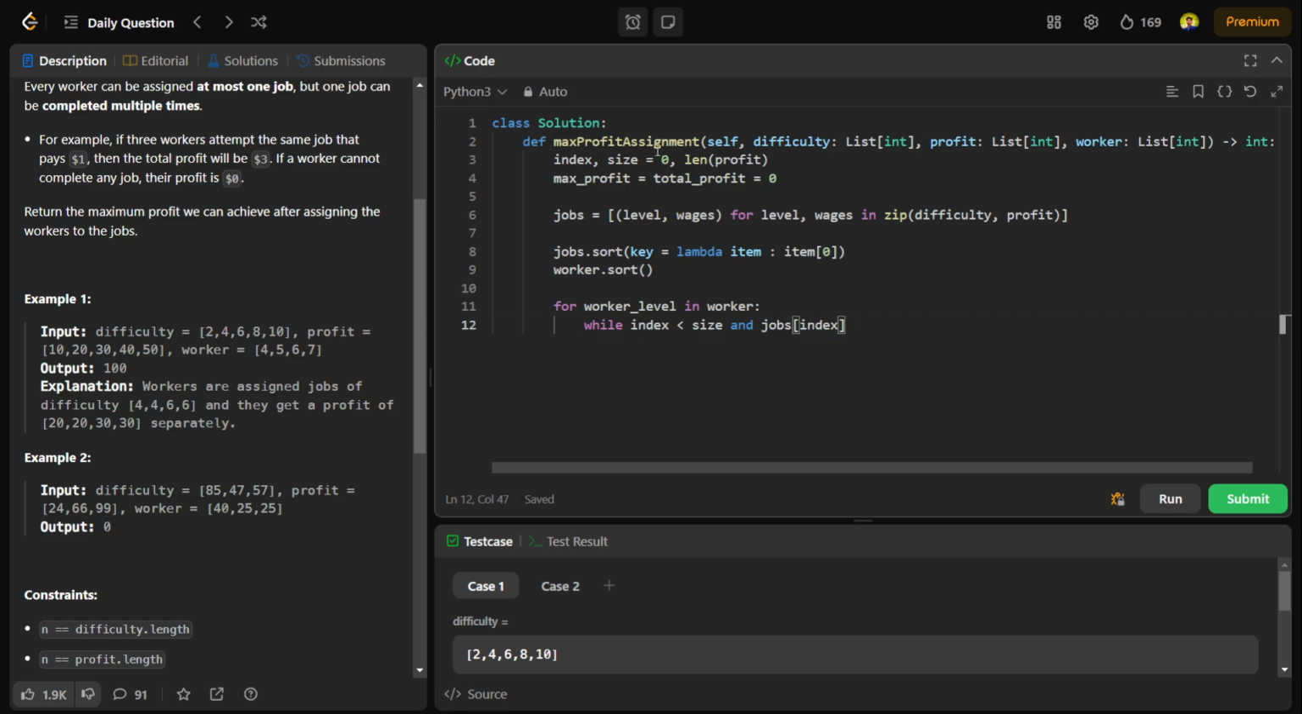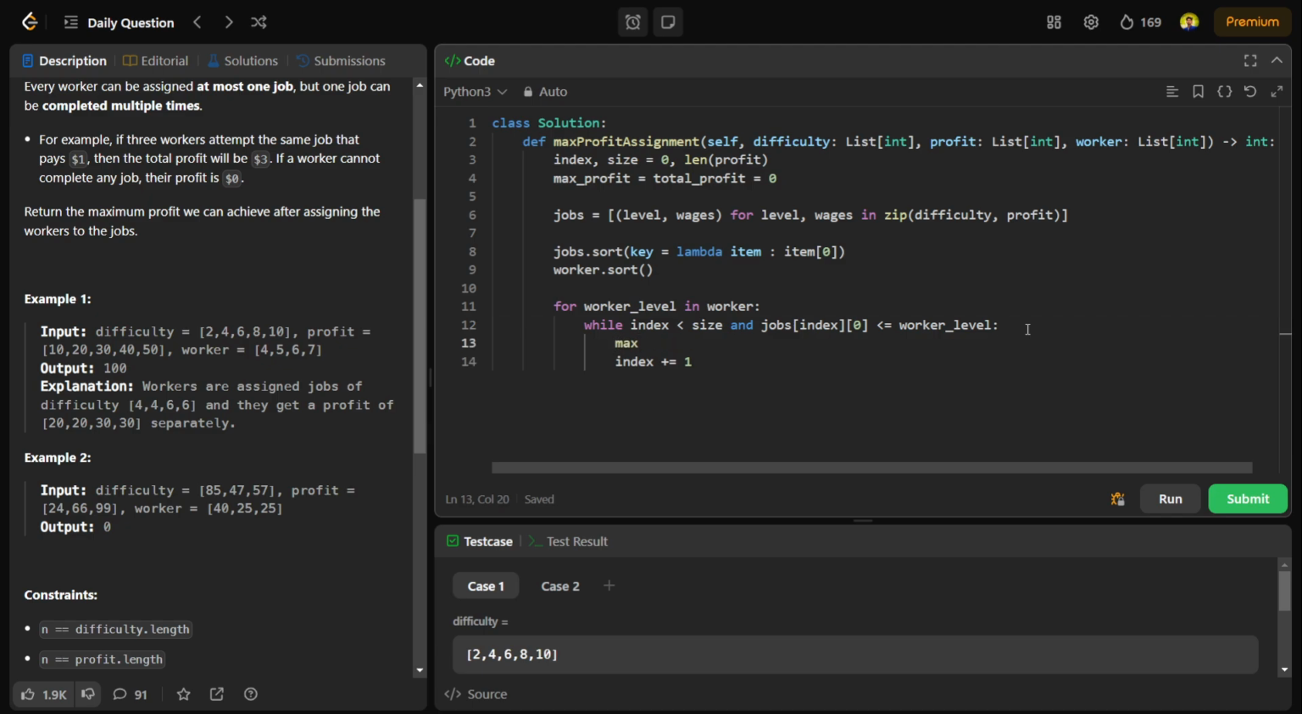If I'm starting from this index, I will check it. Can my first job with difficulty level, so zero index means difficulty level, be less than or equal to the current worker level? If it is less than or equal to this worker level, I can skip this part, because this can be done, and the next person can also do this task very easily.